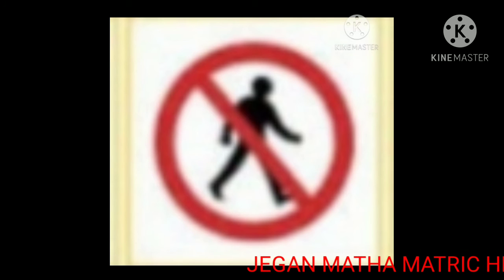This is the no U-turn sign. This sign is used at places where vehicles are forbidden to make a turn to the reverse direction of travel. The next one is pedestrian prohibited. Pedestrians are not allowed there. Pedestrian means a person walking rather than traveling in a vehicle.